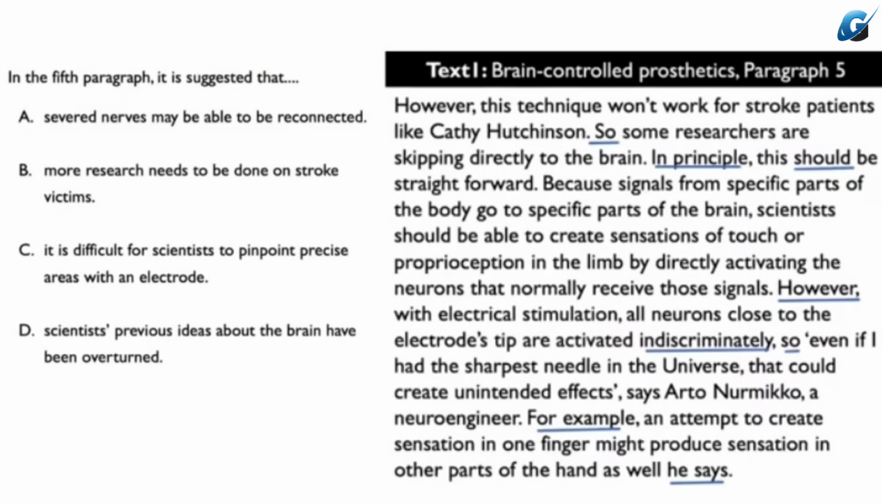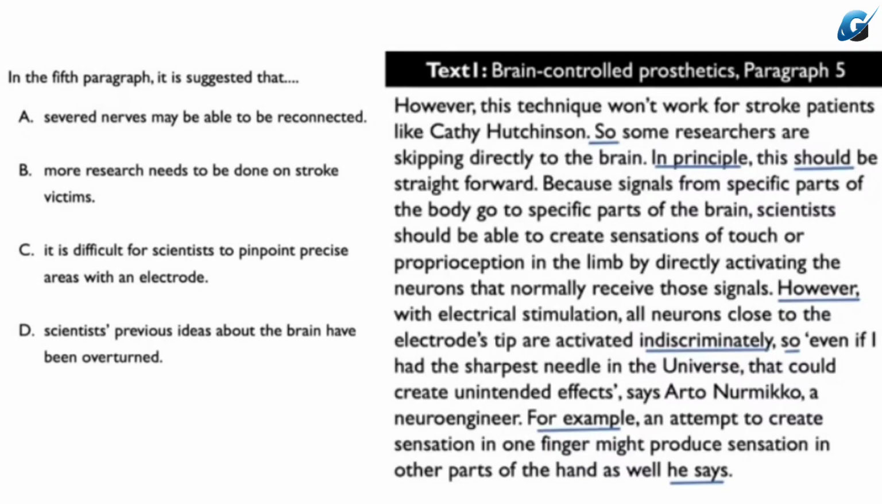However, with electrical stimulation, all neurons close to the electrode's tip are activated indiscriminately. So, even if I had the sharpest needle in the universe, that could create unintended effects, says Arto Nomico, a neuroengineer. For example, an attempt to create sensation in one finger might produce sensation in other parts of the hand as well, he says.